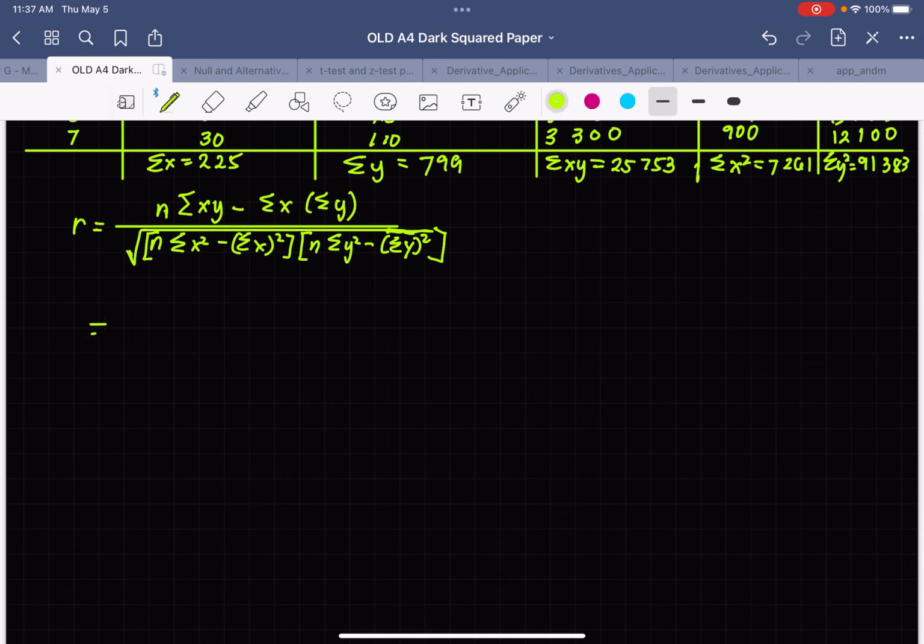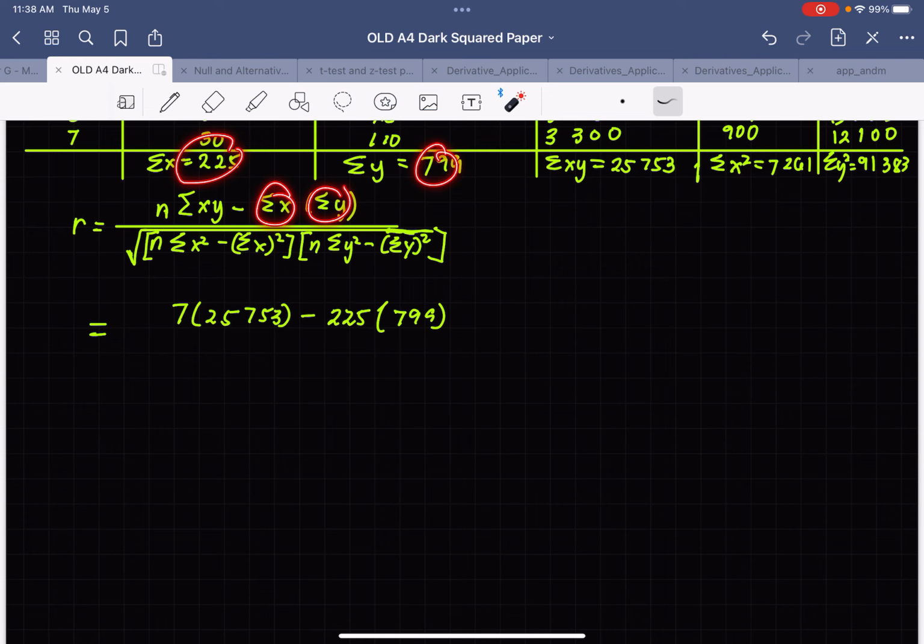Let's substitute. When we say n, that is the number of pairs, and we have 7 pairs of data. 7 times the summation of xy. The summation of xy is 25,753. This is the summation of xy minus the summation of x, which is 225, times the summation of y, which is 799.